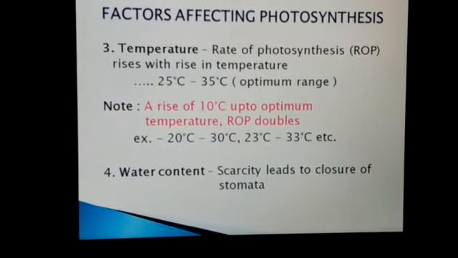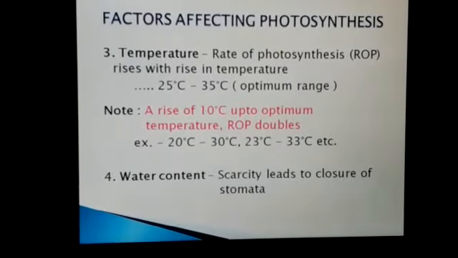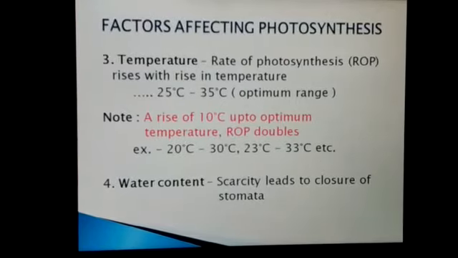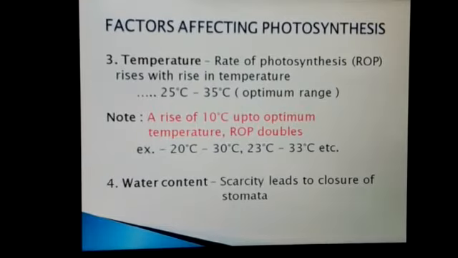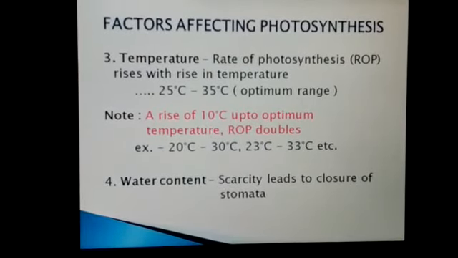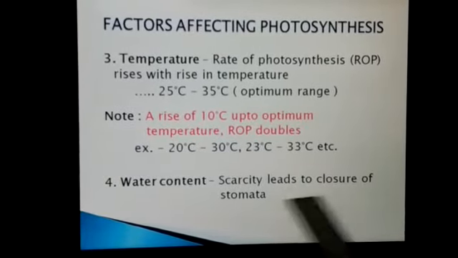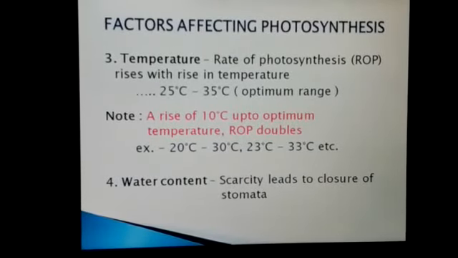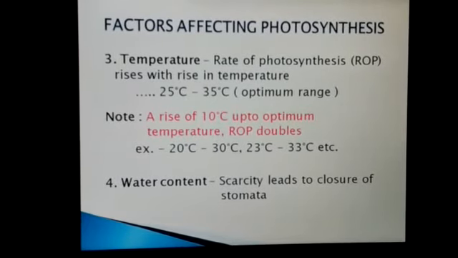The last external factor which affects photosynthesis process is water content. Now, water maintains the normal concentration of the sap as well as the protoplasm inside the cells. If water becomes less or scarce in the stomata, it leads to closure of stomata. Because of water, there is turgidity in stomata, and because of that, stoma opens.